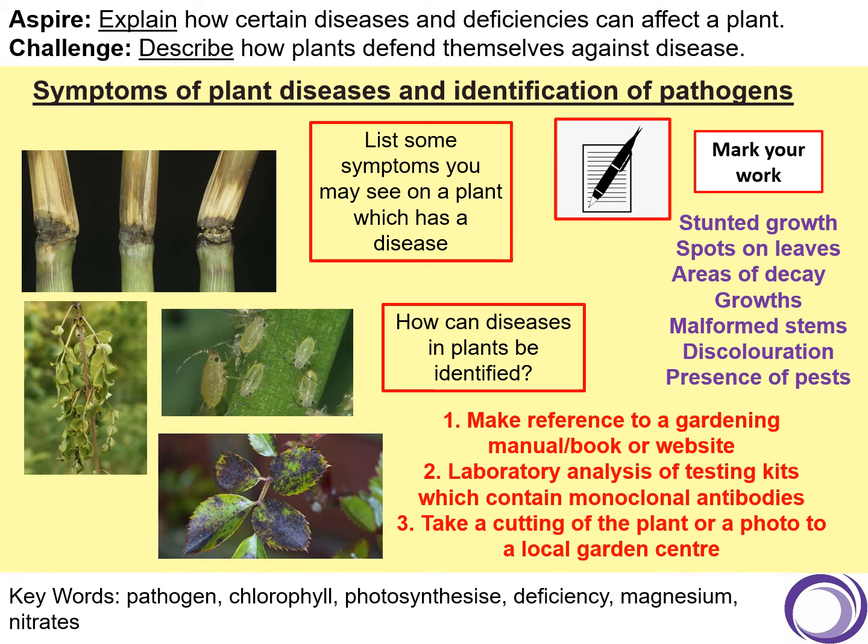Okay guys, so these are some of the things that you can do. You can make reference to a gardening manual, book or website. You can get laboratory analysis of testing kits which contain monoclonal antibodies, or you can take a cutting of the plant or a photo to a local garden centre, which they may then be able to help you identify what disease your plant has.